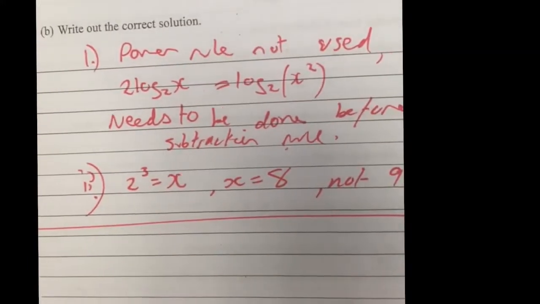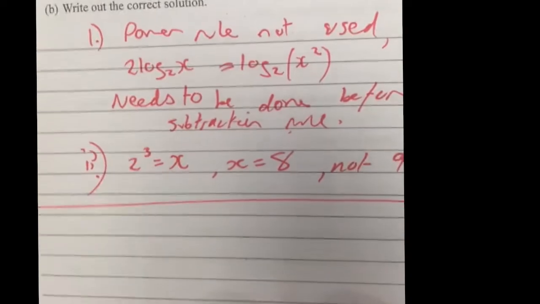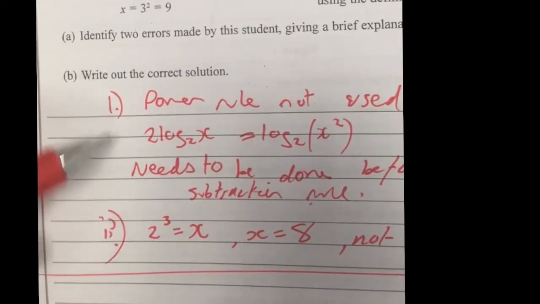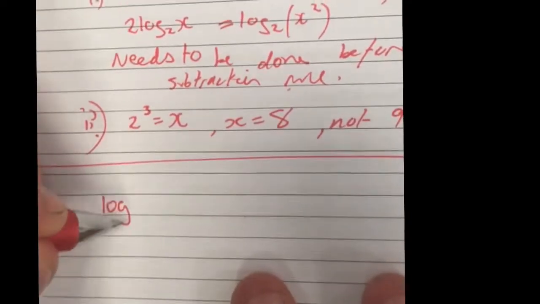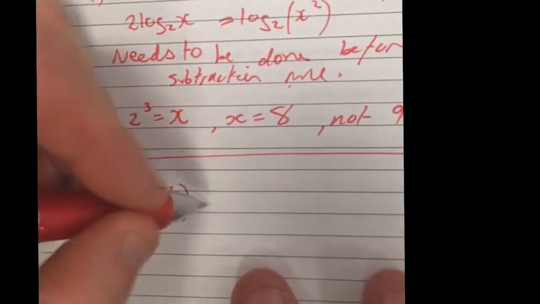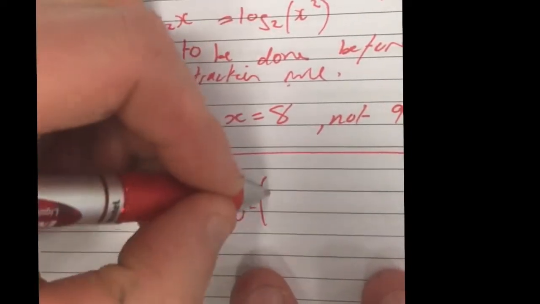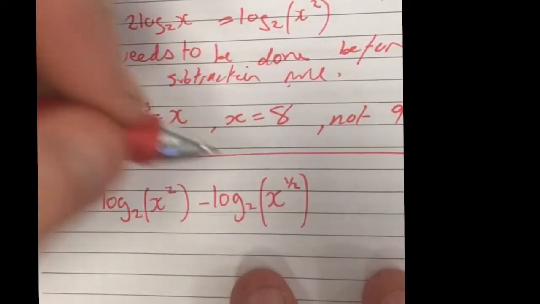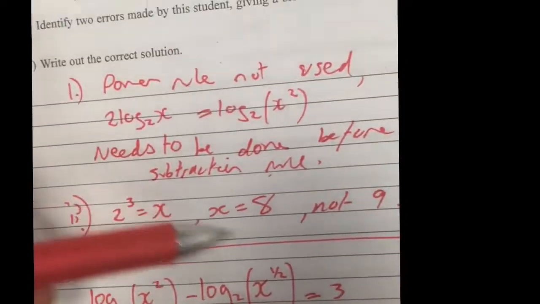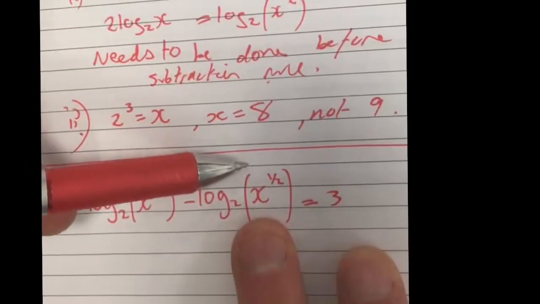Okay, now we have to do it ourselves and find out what the result is. So we're going to do it right. We're going to make sure we don't do either of these things wrong. So first step, use the power rule. All I've done there is rewrite our root as power half.